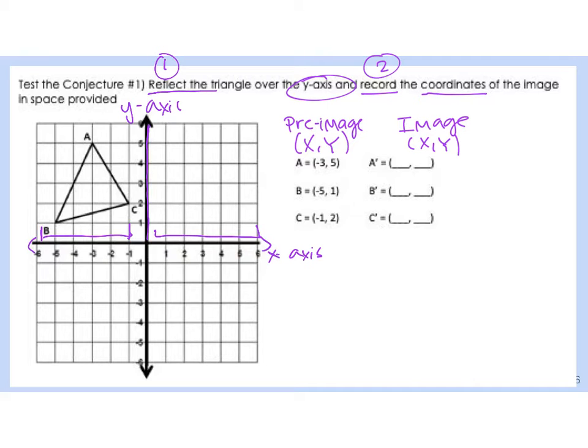You take each point, you count how far away it is from the y-axis. So point C is 1 space away. So I go 1 space the other direction, and that's where I put C prime. For point B, it's 1, 2, 3, 4, 5 spaces from the y-axis. So I go 5 spaces in the other direction. 1, 2, 3, 4, 5.